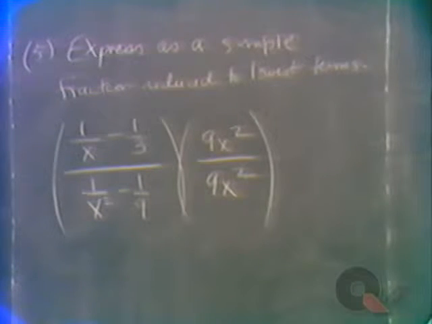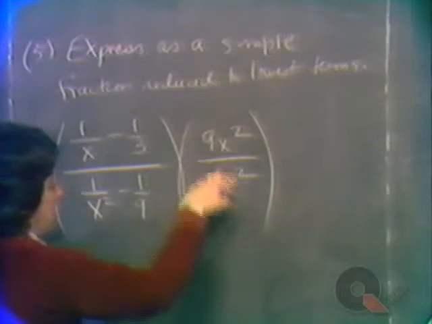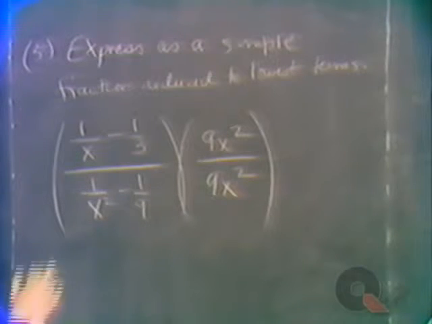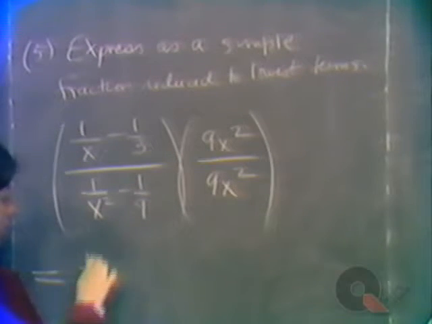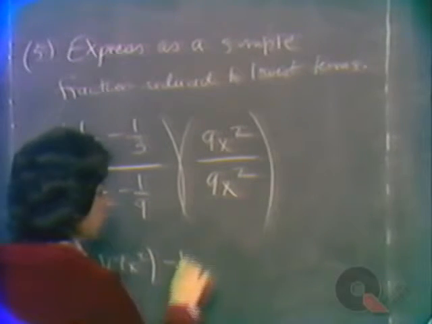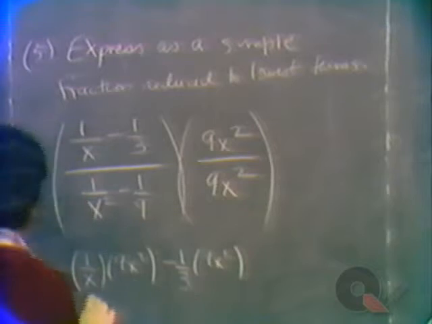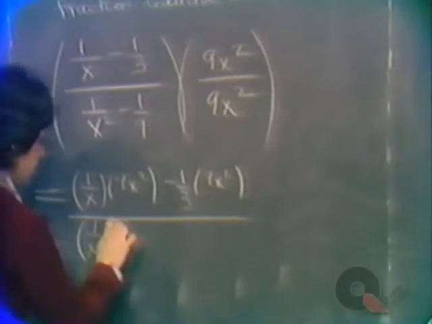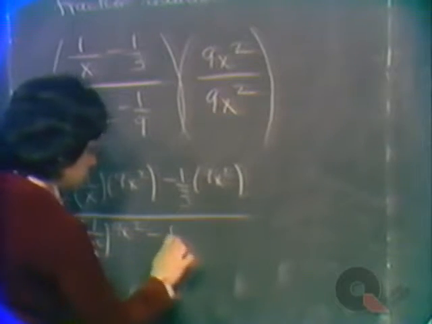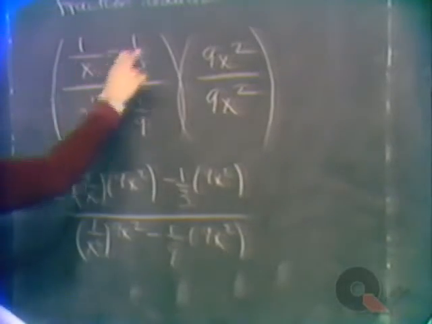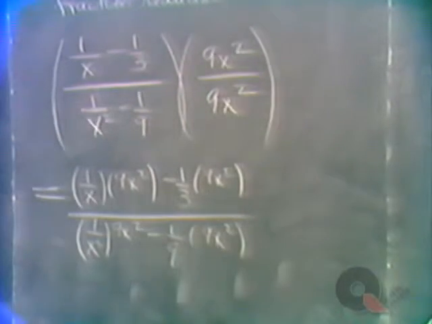This will clear all the fractions, but you cannot say multiply the top by 3x and the bottom by the 9x squared. Whatever you do to the top, you have to do to the bottom as well. Now, if you do this using the distributive law, you get 1 over x times 9x squared minus 1/3 times 9x squared, 1 over x squared times 9x squared minus 1/9 times 9x squared. In other words, I multiplied each part here by the 9x squared.